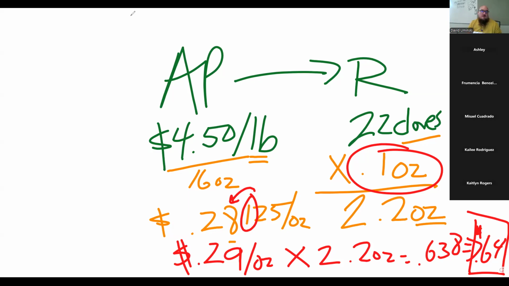Quick question. For the 0.64, would that be the, what is it called, the ingredient cost for the recipe, not for our recipe, but for that one individually? Yes, good. Absolutely. Great question.